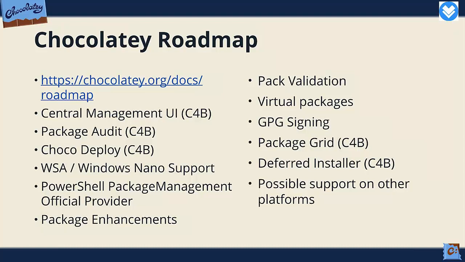Choco deploys a command line ability for us to run Chocolatey commands against remote machines, and so definitely looking forward to that as well. Also, Nano support, package management, if you've heard of it, aka the built-in package manager for Windows 10 and Windows Server 2016. It's also known as OneGet. The name's a bit of a misnomer. Package management doesn't actually manage any packages whatsoever. It only manages other package managers. So it's a package manager. And the official provider for that is still in the works, but we do plan to have that coming in 2017.